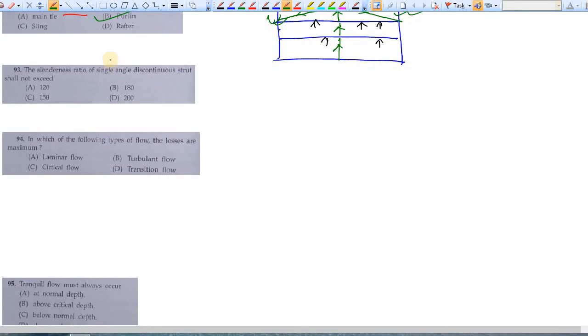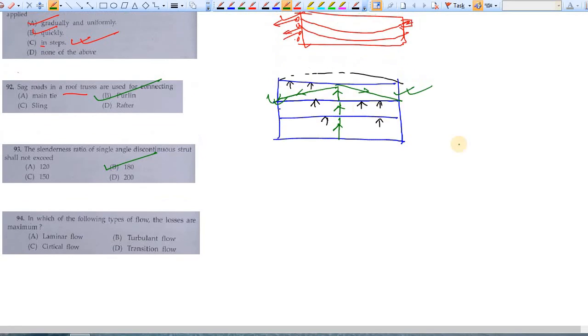Next is the slenderness ratio for single angle discontinuous strut shall not exceed, this is also 180. And here you have seen that the previous one which I have just discussed, sag rod, and this slenderness ratio are both from steel. So in 2014 I think a total of 3 questions came from steel.